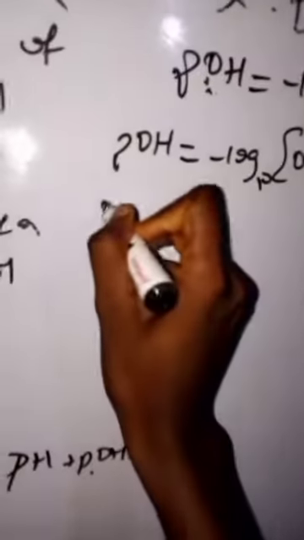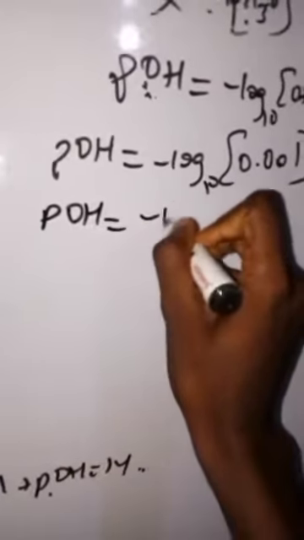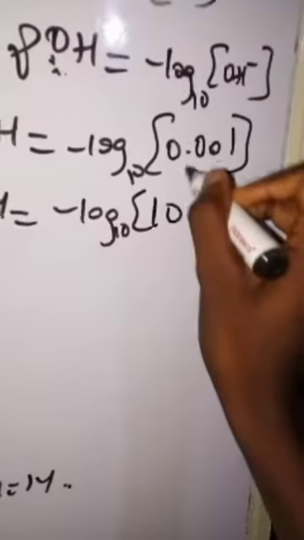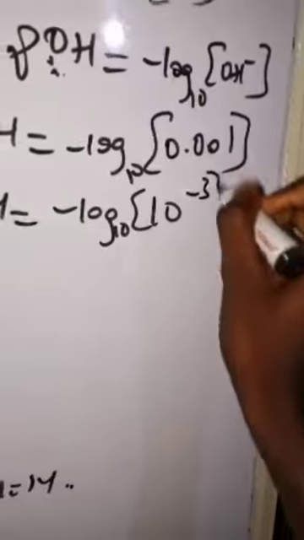So this is the pOH. pOH is equal to minus log base 10 of the hydroxide ion concentration. pOH is equal to minus log base 10. What's your OH minus? What's the concentration? 0.001. Are you getting it now? So pOH is equal to minus log base 10 of what? This is 10 raised to power 1, 2, 3. 10 raised to power minus 3.